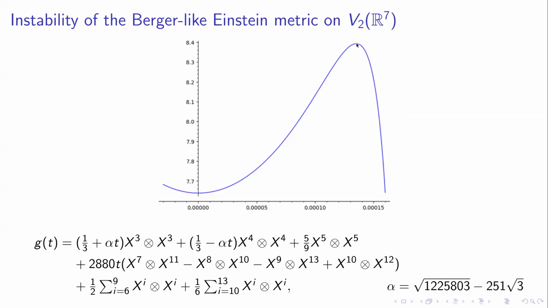Okay. But for example, if you put this in the computer and you want to guess what happens with the Berger-like Einstein metric, what you see with the standard scale is a maximum. I understand. A very small local minimum. Okay, thank you.